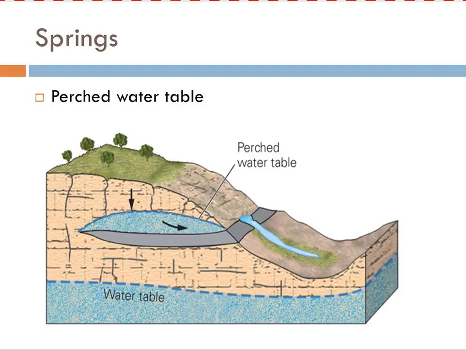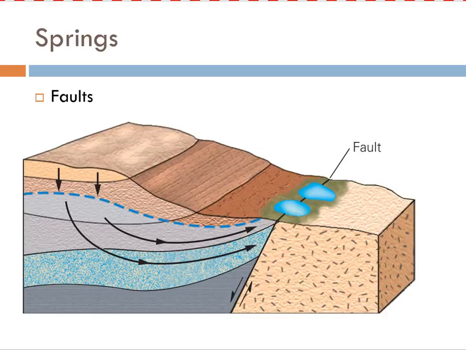It can also happen, and here's another example, where you have an impermeable layer where the water table reaches the surface. So this is sort of a combination of both of those two. But this is called a perched water table, just because you have a little lens, so it only happens in a few smaller places.